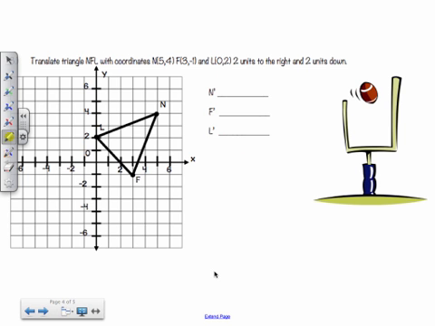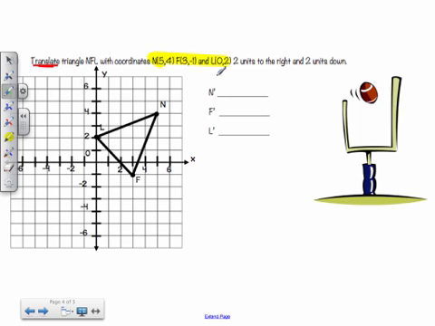Alright, so let's go ahead and do what question number 3 is asking us to do. It's asking us to translate triangle NFL 2 units to the right and 2 units down. So I'm going to take this right here and I'm going to graph out this triangle. But it's already graphed out for me, so I don't have to worry about that.